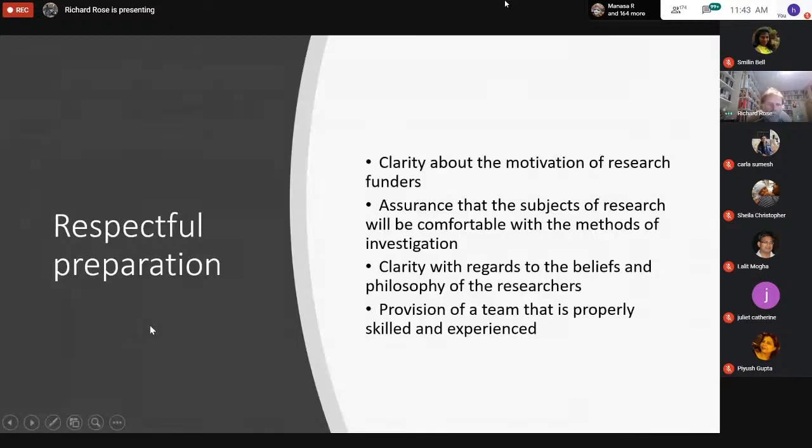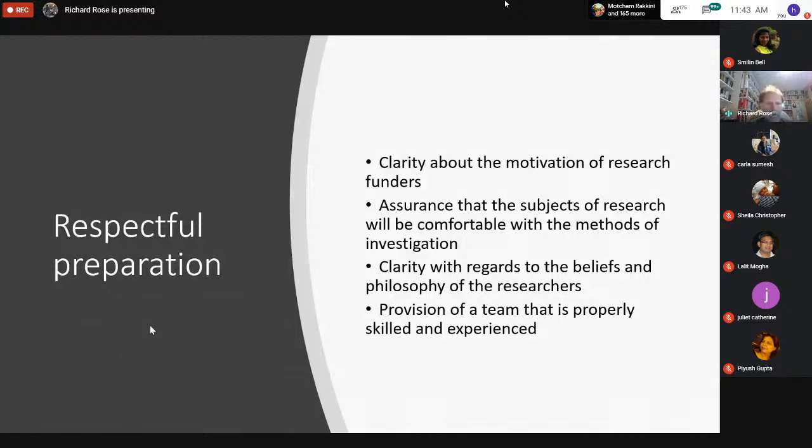Let's think about respectful preparation. The first thing I think we need to consider is the motivation of the research. Now, I said research funders here. Some of you may be conducting studies for a PhD or just personal research. The motivation issue still applies. Why is it that people want this research done? Is it because, for instance, they want us to prove something?